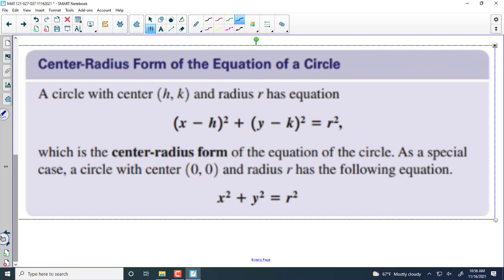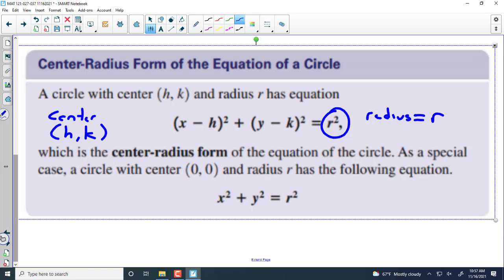A circle with center (h, k) and radius r has this equation: (x − h)² + (y − k)² = r². We see the squared right here, so that means the radius is r. And we see the minus signs in here, and that means our center is (h, k). Just like that.